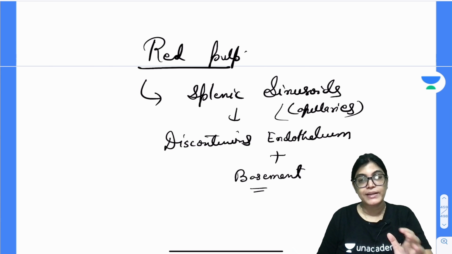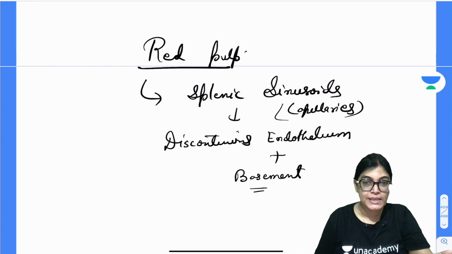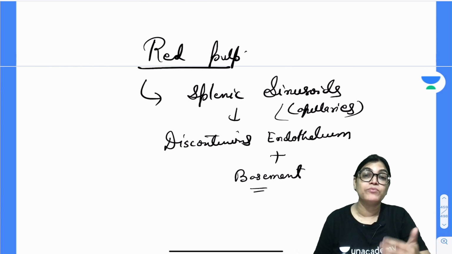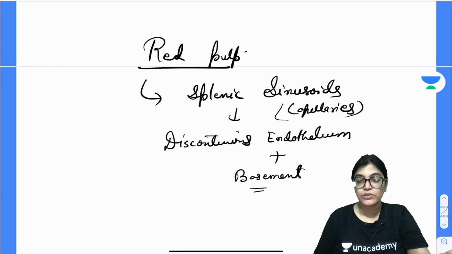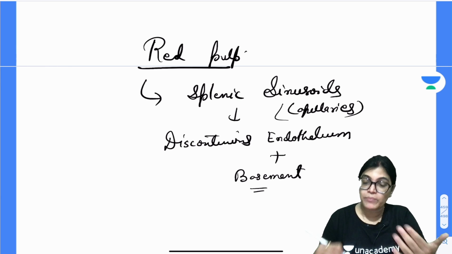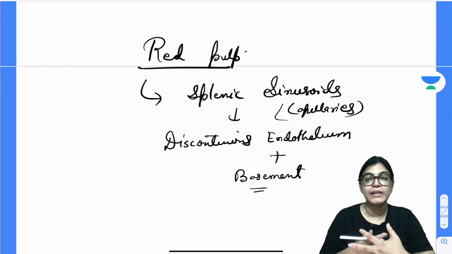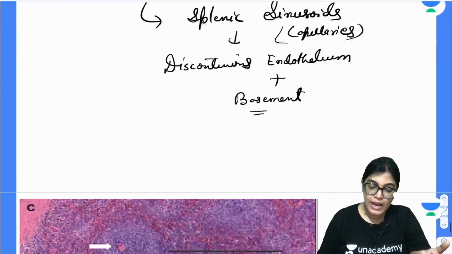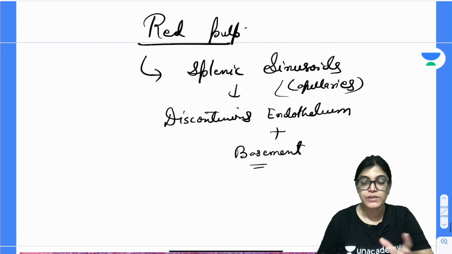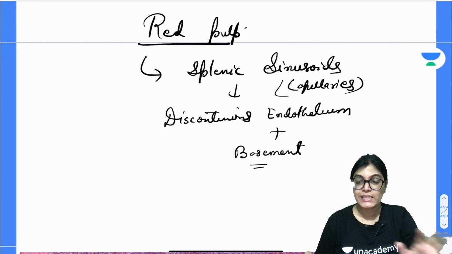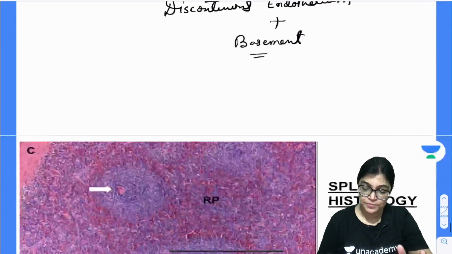When only fenestrations or only discontinuous endothelium is present, we use the term fenestrated capillary. But when the gaps or pores are not only in the endothelium but also in the basement membrane on which it is resting, that is called a splenic sinusoid. It is highly permeable, spindle shaped and surrounded by reticular fibers, and that whole structure is called a stave cell. I will come to that, don't worry.